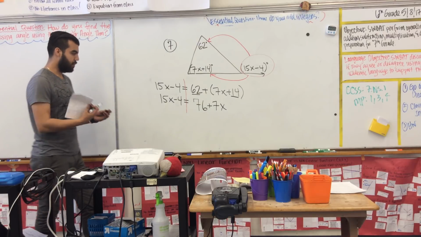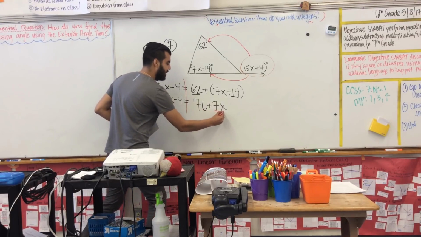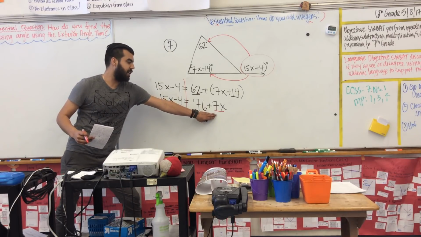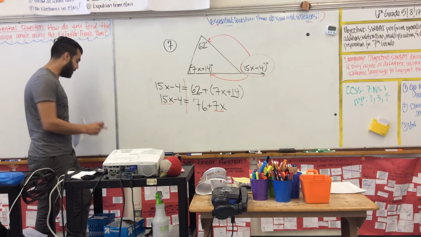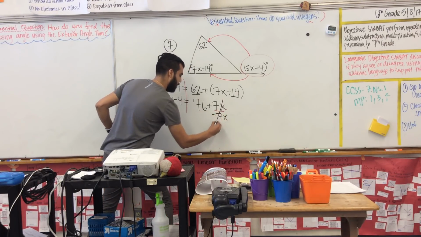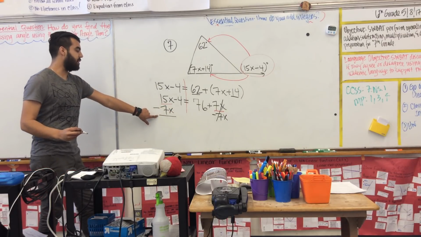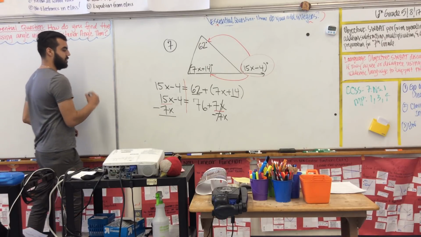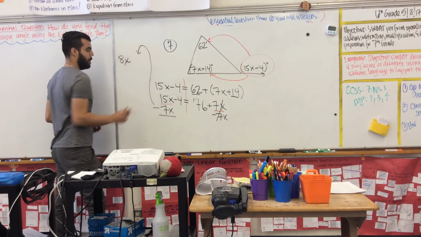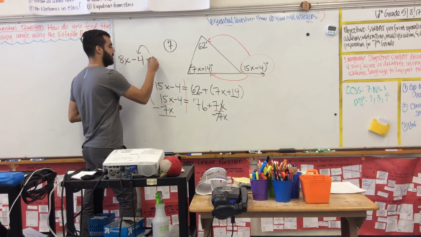Keep going. Now look at the two variables. We have 15x and we have 7x. Remember, the smaller one always wants to go to the side of the bigger one. So how am I going to get this positive 7x to this side? You do minus 7x. So we have minus 7x, minus 7x. 15x minus 7x gives me 8x. And I'm going to go ahead and write this right here. So I have 8x minus 4 equals 76.